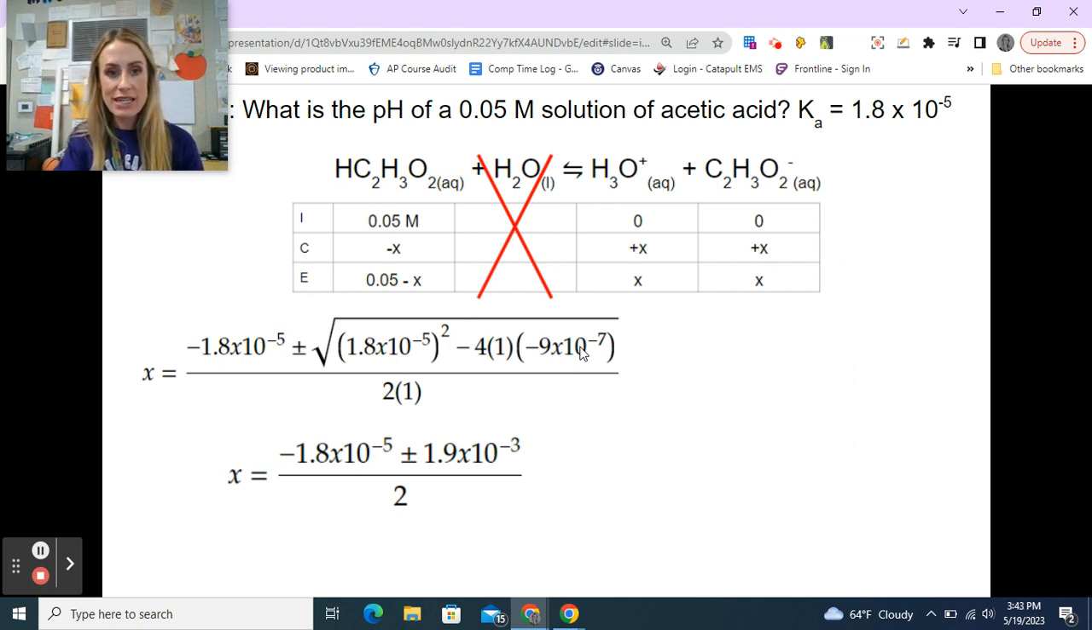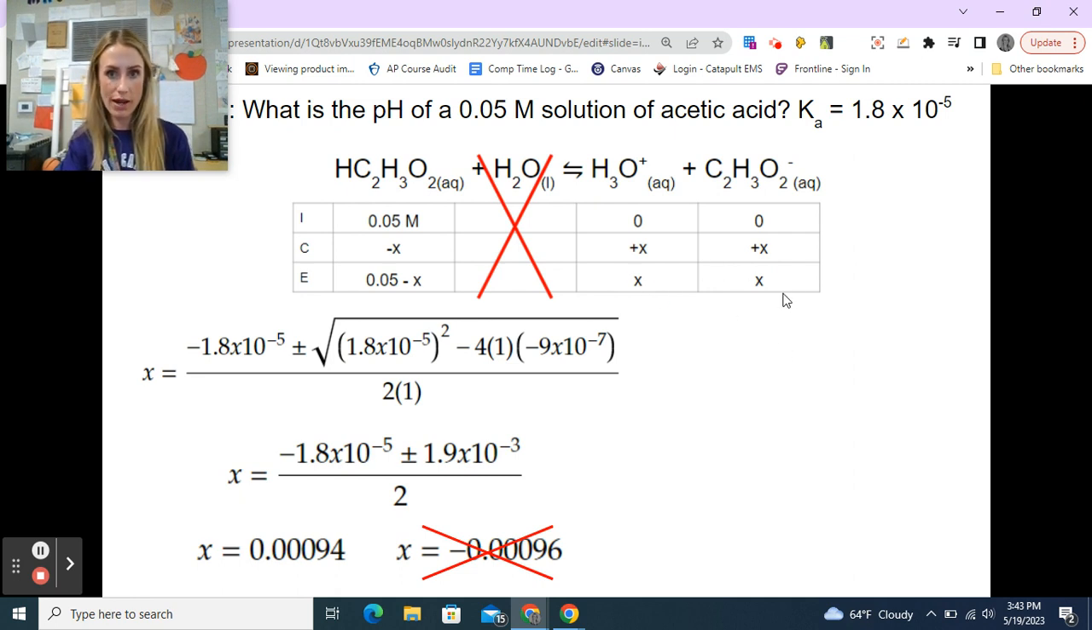Now we do our plus or minus, and then we divide by 2, and we get two answers here. So I get 0.00094 and a negative 0.00096. So we have to think about these answers, right? Because we don't want one of them. We're going to throw the negative one out, because notice how my two products are both X. And remember, this is a concentration here. So I can't have a negative concentration. That doesn't make sense. So that's why we throw that negative number out. So now I know that X equals 0.00094.